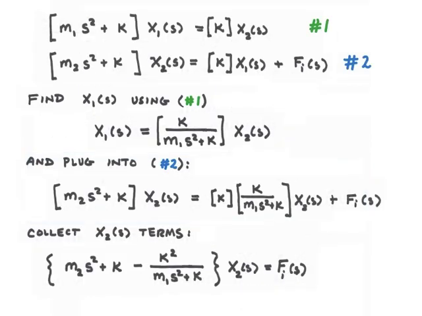So we have our two equations of motion now in the frequency domain, and we're going to do some algebra. We're going to solve equation number 1 for x1 of s, and then plug that into equation number 2 to eliminate the variable x1 of s. Then we'll do algebra to bring all the x2 of s terms together, and then divide through to find x2 of s in terms of Fi of s. And that will yield the transfer function.